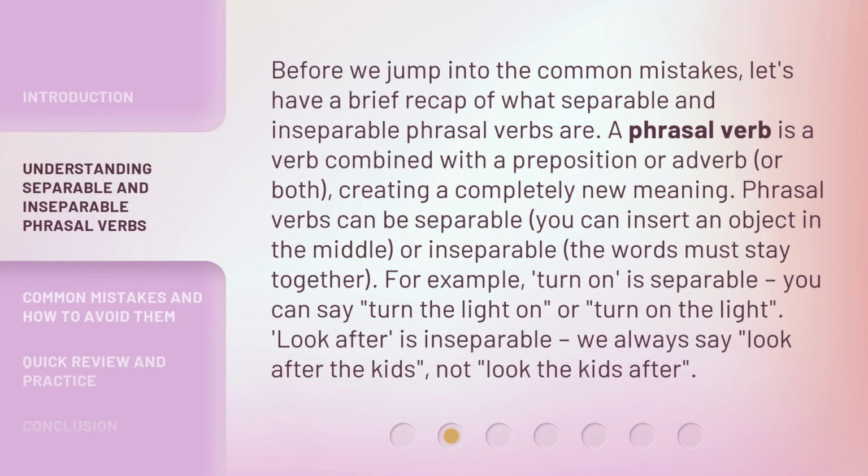Before we jump into the common mistakes, let's have a brief recap of what separable and inseparable phrasal verbs are. A phrasal verb is a verb combined with a preposition or adverb, or both, creating a completely new meaning. Phrasal verbs can be separable, you can insert an object in the middle, or inseparable, the words must stay together. For example, turn on is separable. You can say, turn the light on, or turn on the light. Look after is inseparable. We always say, look after the kids, not, look the kids after.